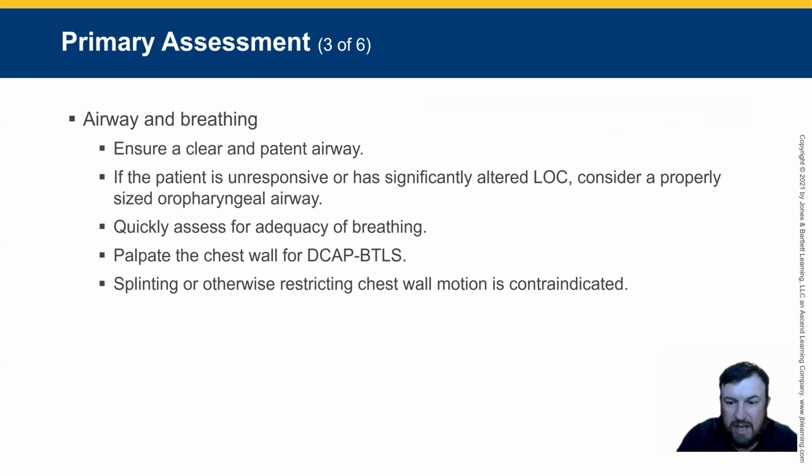Quickly assess the adequacy of the breathing. Splinting or otherwise restricting chest wall movement is contraindicated as well. So we want to use our DCAP-BTLS, and we start at the head and we touch everything. We look for all injuries. We cannot restrict the chest at all.